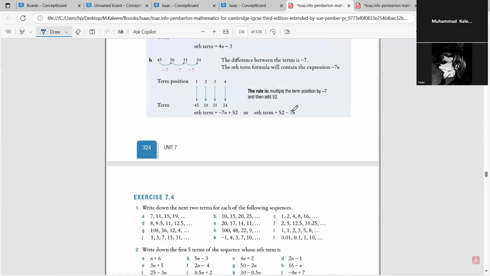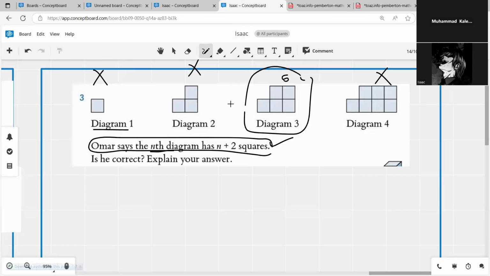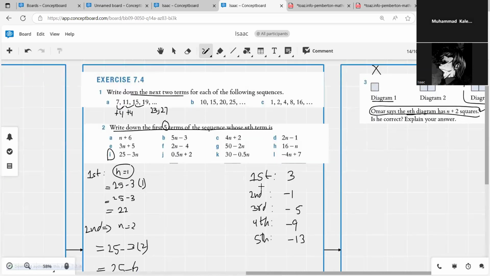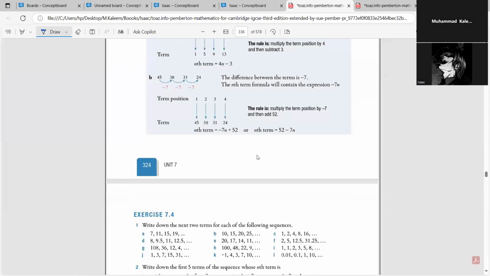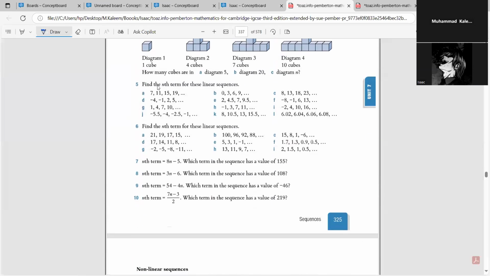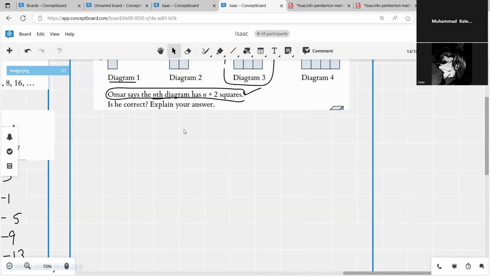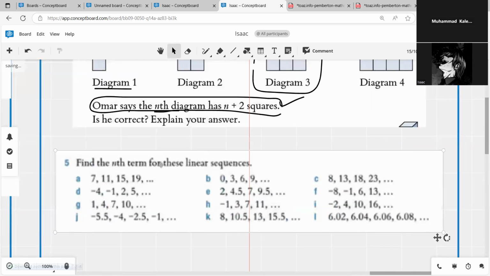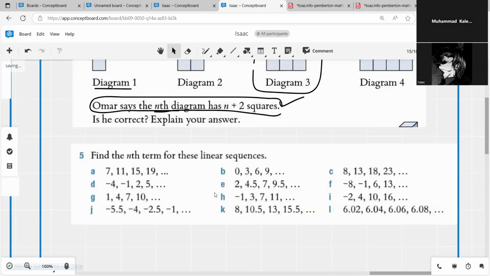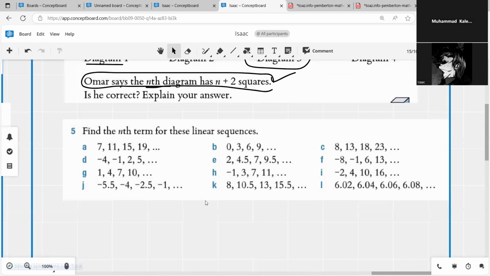Term to term rule is very, very easy. We have two kinds of rules. Even in this pattern, we have two kinds of rule. Let me check if we have a next question. Yeah, here. Question number 5. This is going to be interesting. So I will teach you the easiest way, which will help you out in future as well.